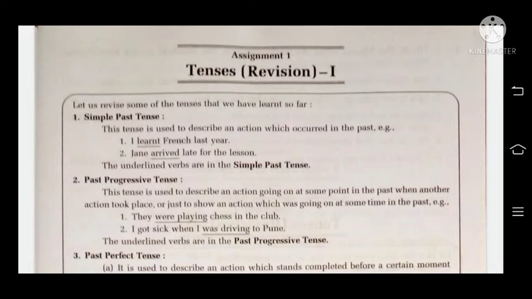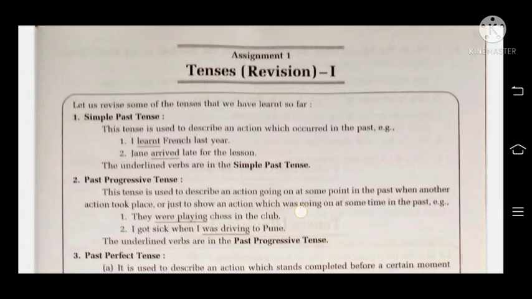It is also called the past continuous tense. Progressive or continuous have the same meaning, like a development. This tense is used to describe an action going on at some point in the past when another action took place, or just to show an action which was going on at some time in the past. When our action was going on in the past time, that is called past continuous tense or past progressive tense.